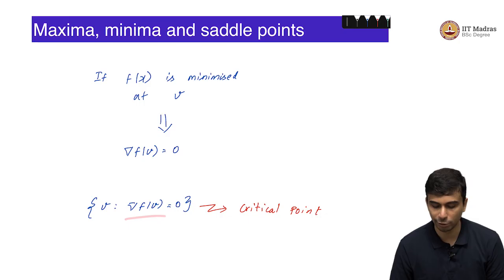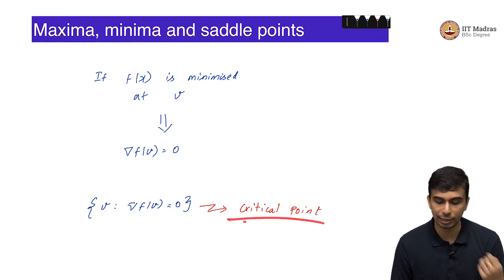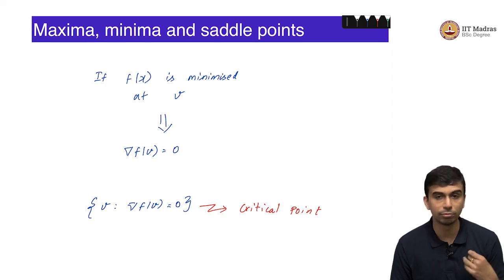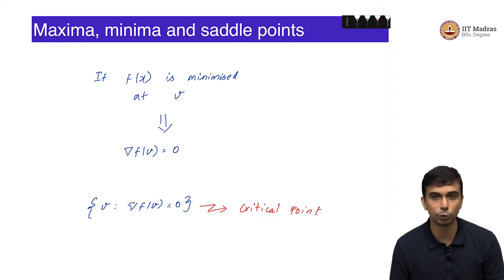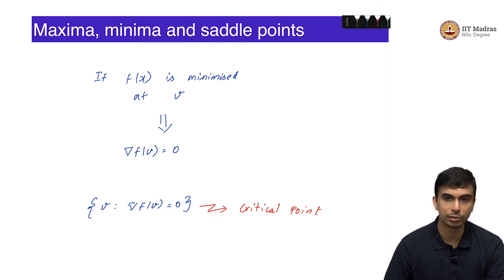This is another application of the gradient where you set the gradient to 0 and find interesting points which are critical points and check whether they satisfy your condition. Right. With this we will wrap up.